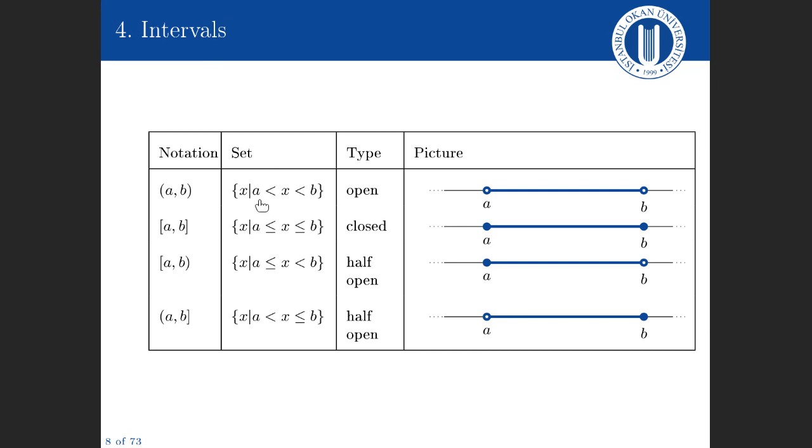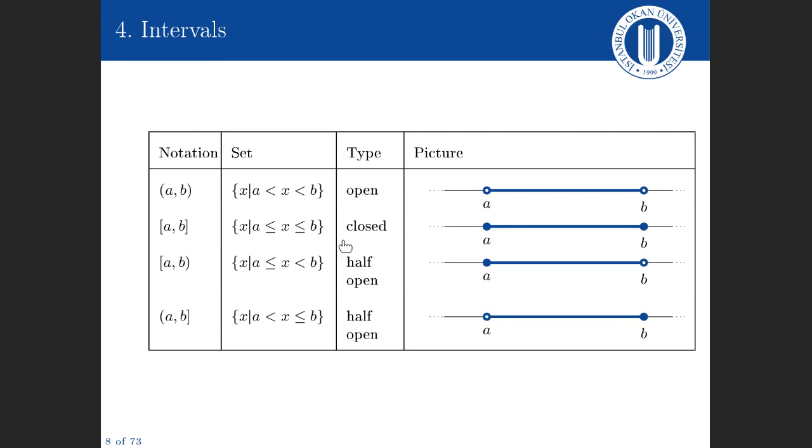First, the interval where x is strictly between a and b. We have notation for this. We use round bracket a comma b round bracket. This is an open interval because the endpoints a and b are not in the set. We could have the numbers x such that x is between a and b, where now a and b are in the set, so this is a closed interval. For a closed interval, we use square brackets. Square bracket a comma b square bracket.